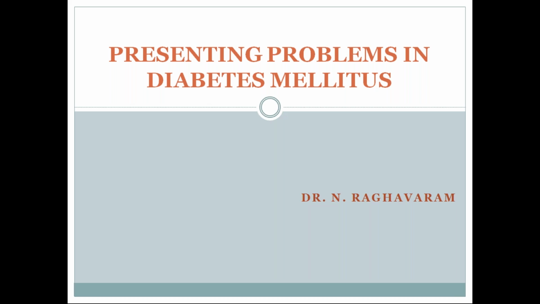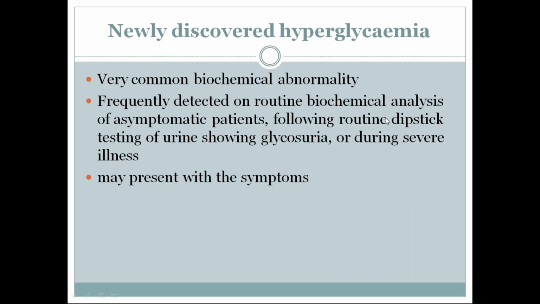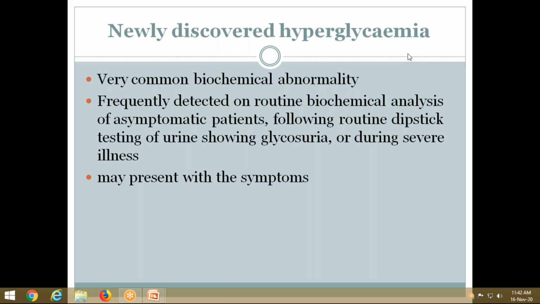In our last class, we discussed how diabetes occurs, what the types of diabetes are, how it is maintained, and the pathways of diabetes. Now we will be discussing the presenting problems in diabetes. Most of the time the patient comes with some other vague symptoms, and we investigate the patient regarding that and detect raised sugar levels.